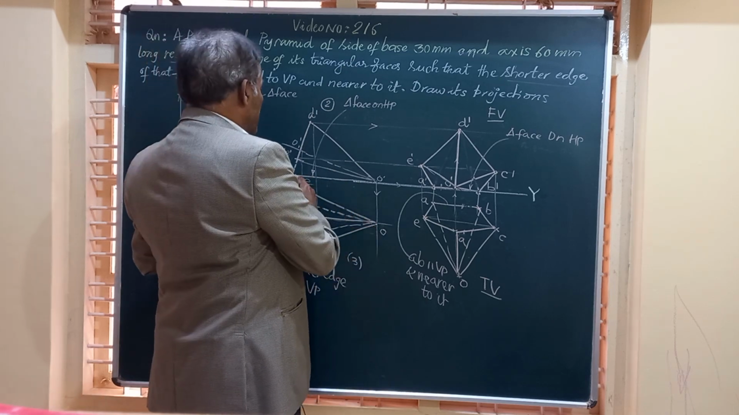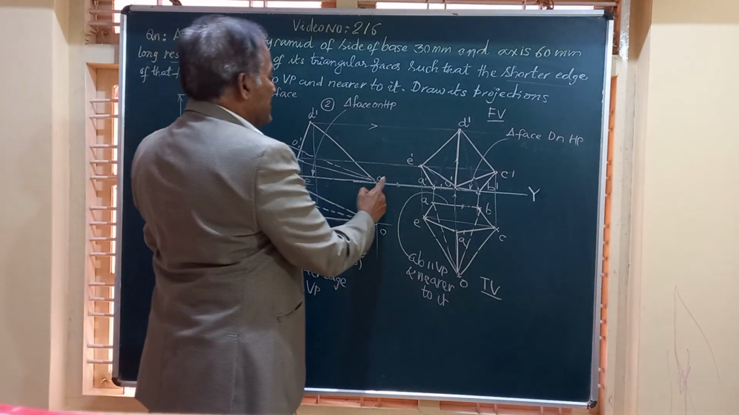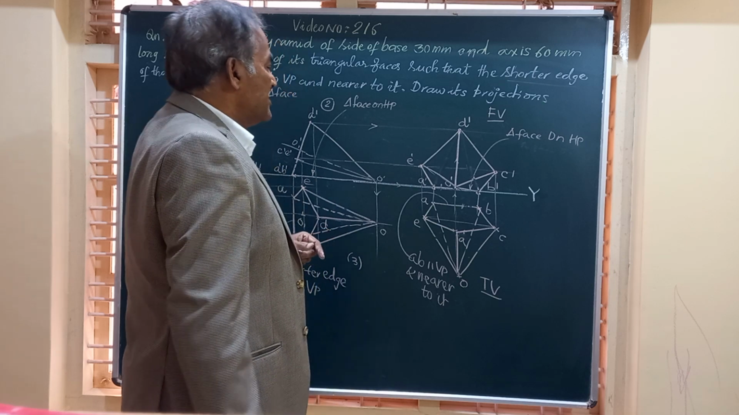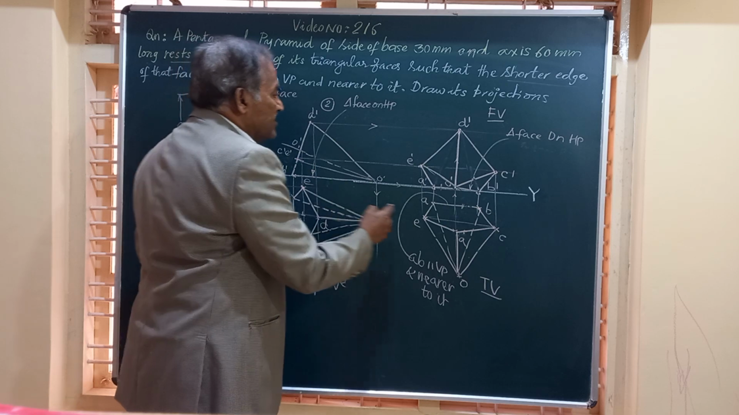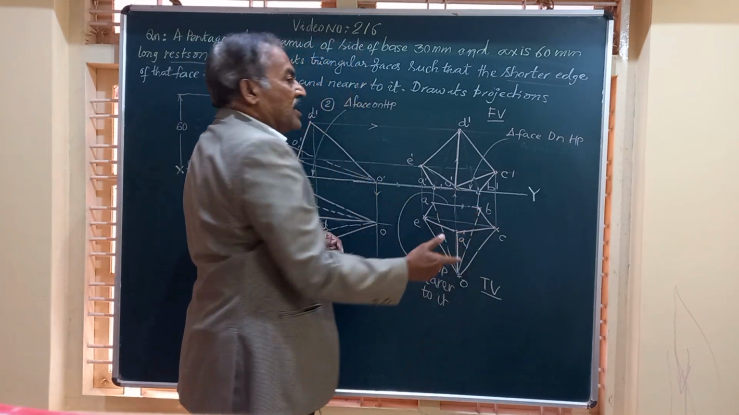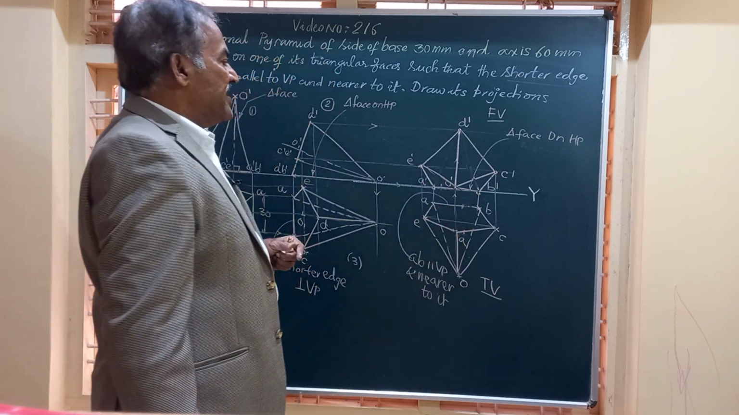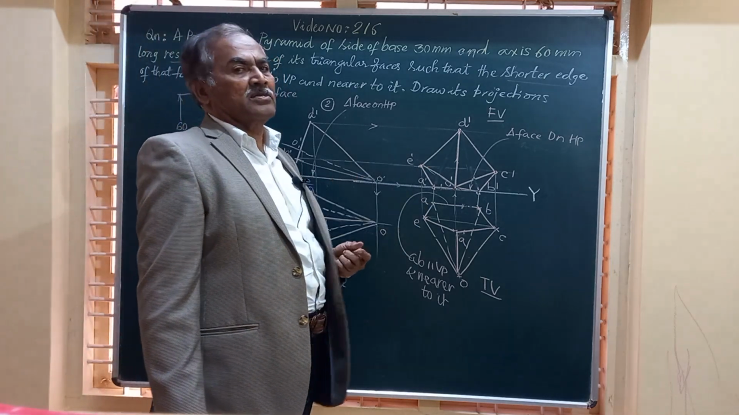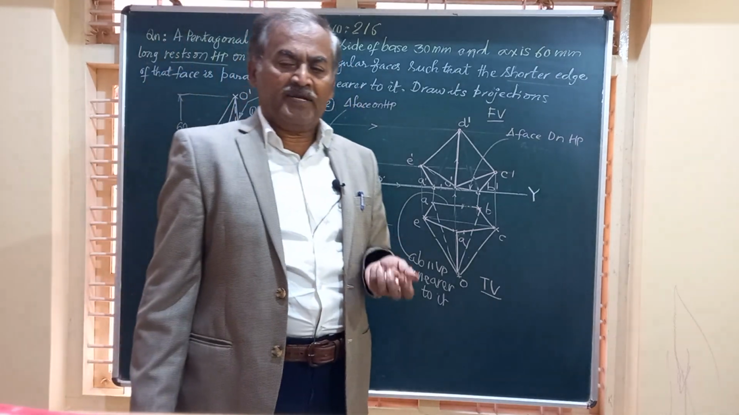Like, it has to rest on a triangular face. The triangular face is OAB. OAB is on HP. That is also there on HP. And then you can see the shorter edge of that face. That face is OAB, and there AB is the shorter edge, and that shorter edge is parallel to VP and nearer to it. And friends, this gives you the complete solution of the solid pentagonal pyramid.